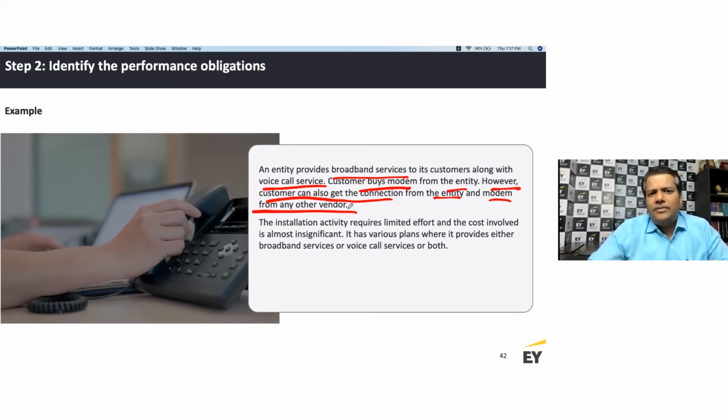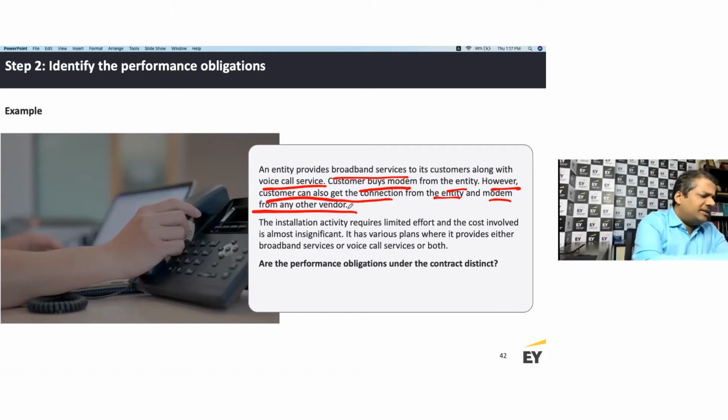It has various plans which provide broadband services, voice call services, or both, so they have multiple plans. Are the performance obligations under the contract distinct? Do we have a distinct performance obligation? So what are the things we are talking about here? We are talking about broadband service, voice calling, and a modem.